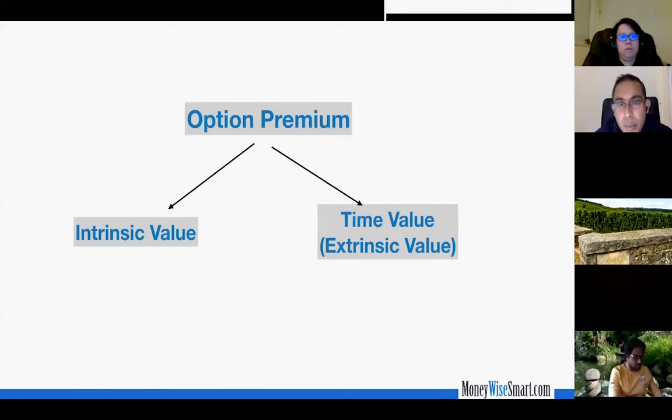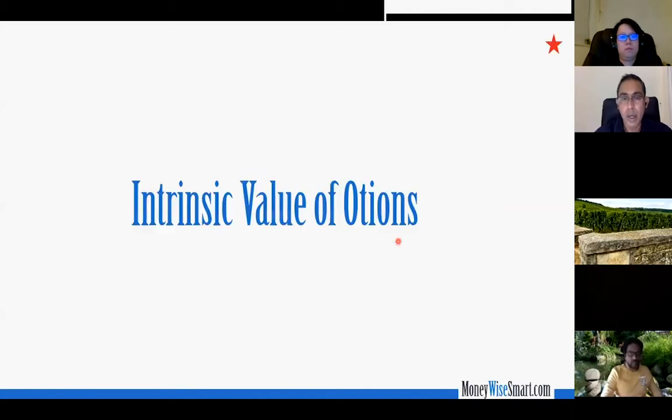So option premium has two components. One is the intrinsic value, and the other is the time value or the extrinsic value. Now, what is the intrinsic value of the option? And I know that there is some confusion here. So let me just stop sharing the screen and give you an example which should help you guys to understand this.